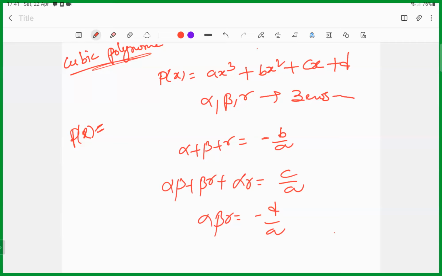X minus alpha, x minus beta and x minus gamma. Very good. But you need to keep the constant also, okay? K into x minus alpha, x minus beta, x minus gamma. Okay, sir.